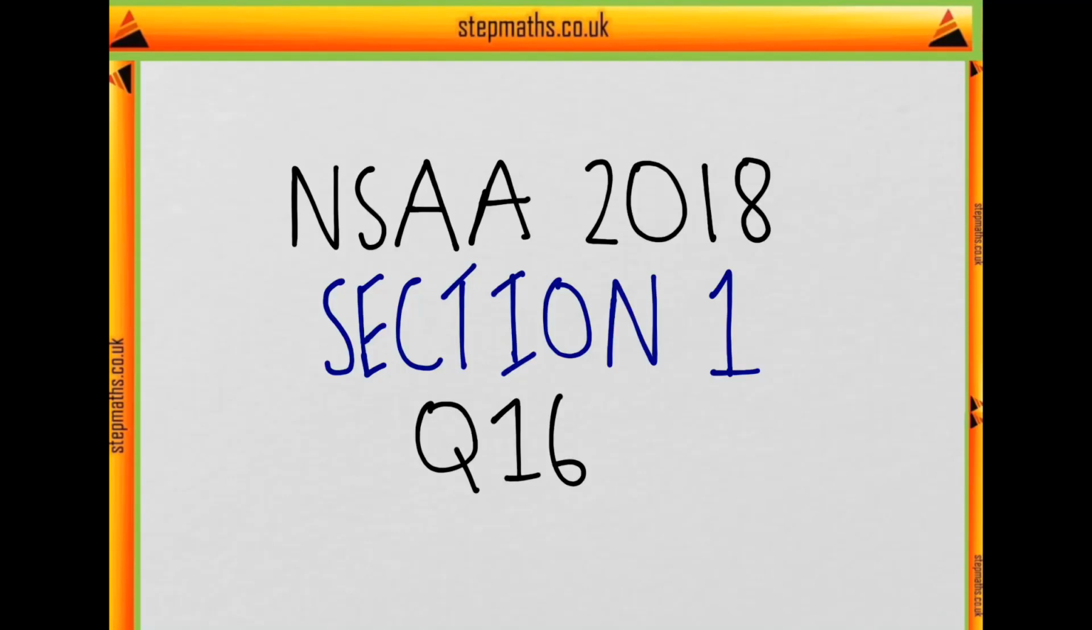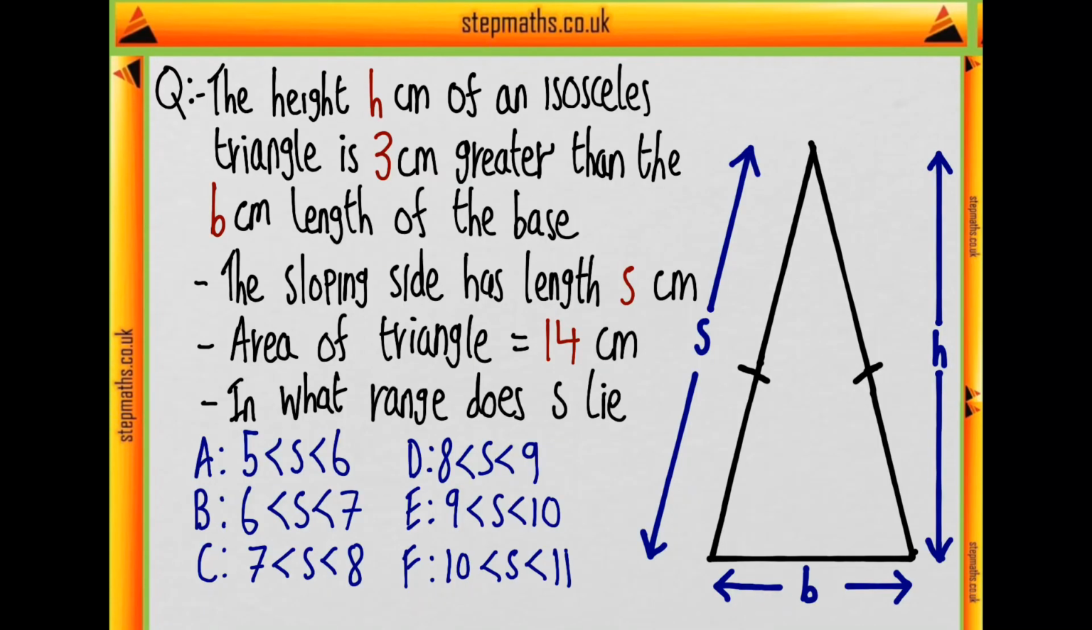This is question 16 from section 1 of the 2018 NSAA paper. So we're given this question. The height of some isosceles triangle is 8 centimetres, and we're told it's 3 centimetres greater than the base, i.e. h is equal to b plus 3.